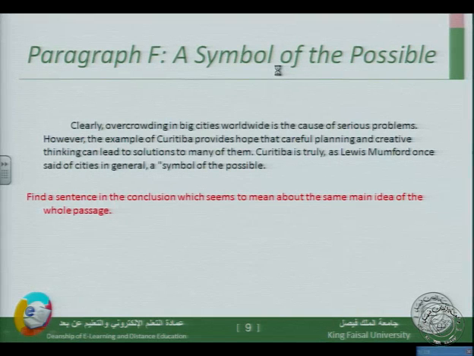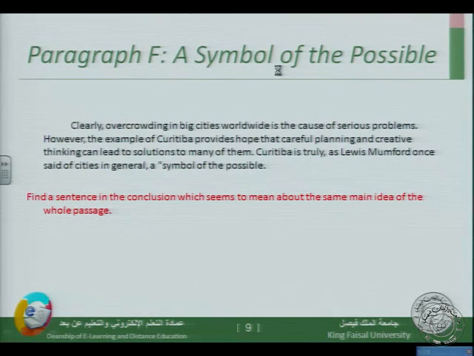Find a sentence in the conclusion which seems to mean about the same as the main idea of the whole passage. You know, the main idea of the whole passage was that it's possible for a city in a developing country to offer some good services to its people, right? This is the main idea. Here, we need to find actually the same idea but in different words. So where is it? What is the main idea?